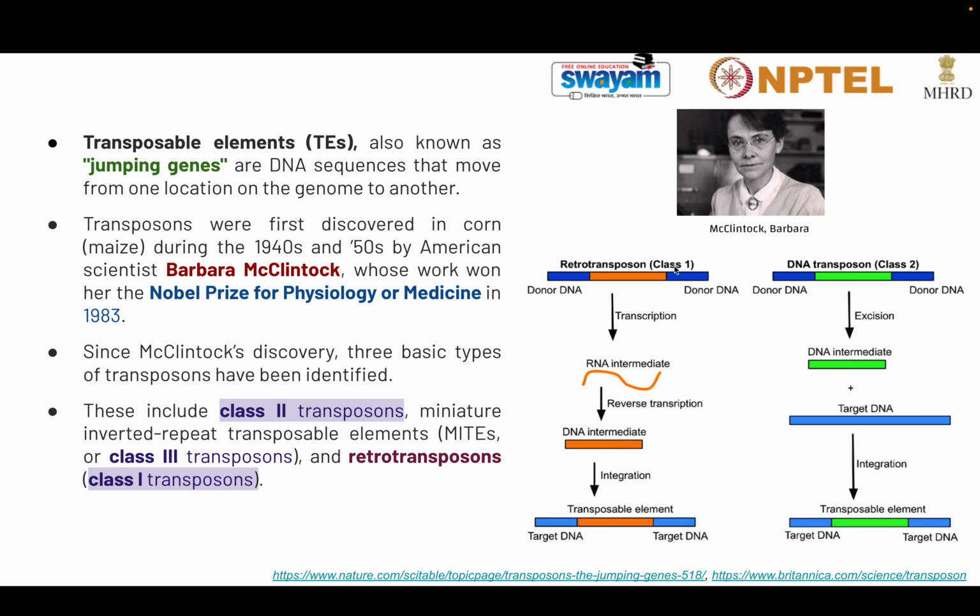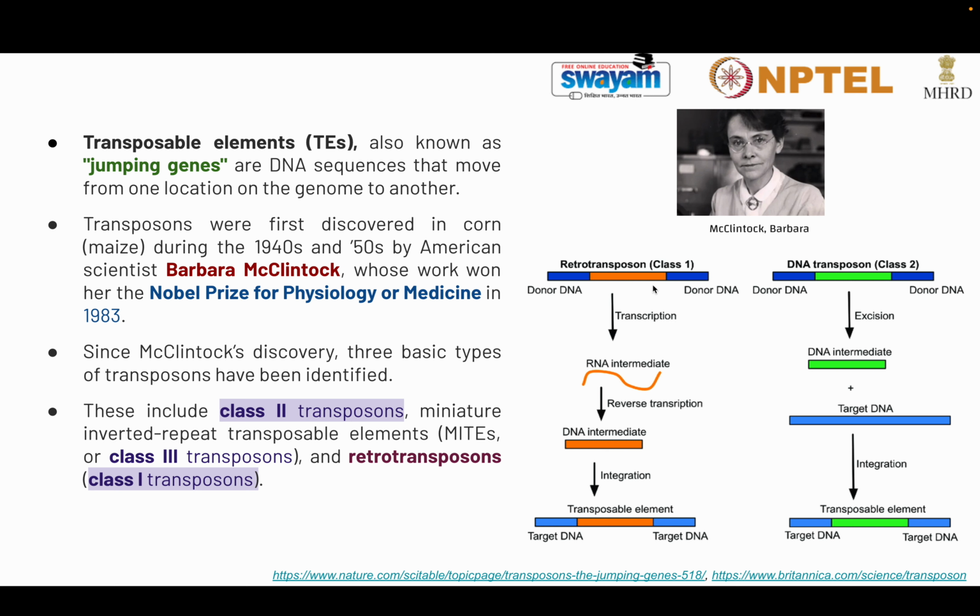Class 1 transposons are the retrotransposons, and class 2 transposons are the DNA transposons. Keep this in mind: whenever the word retro is used, it means it has to do something with RNA. So these retrotransposons are the transposons which first transcribe into an RNA intermediate, then undergo reverse transcription and convert into a DNA intermediate, and then get integrated into some other target gene. In this way, this is the mechanism by which these genes jump from the donor DNA to the target DNA.